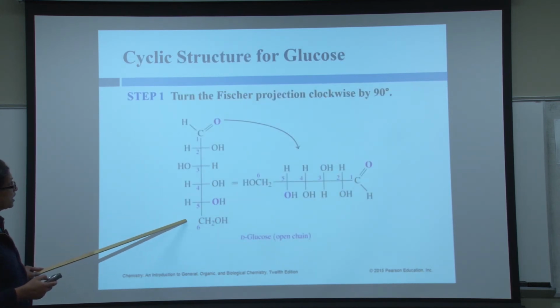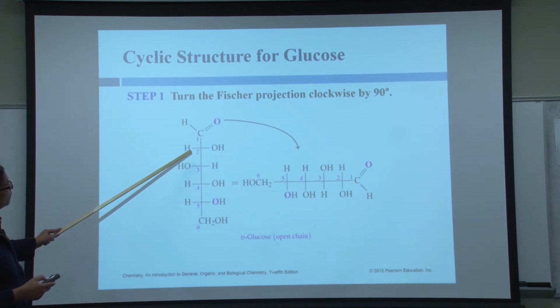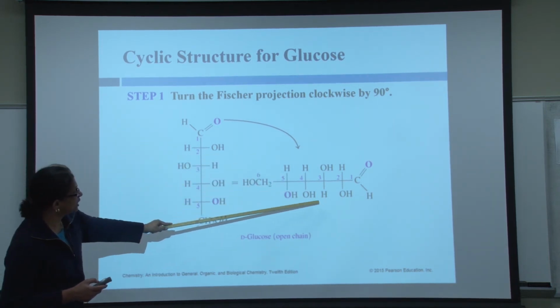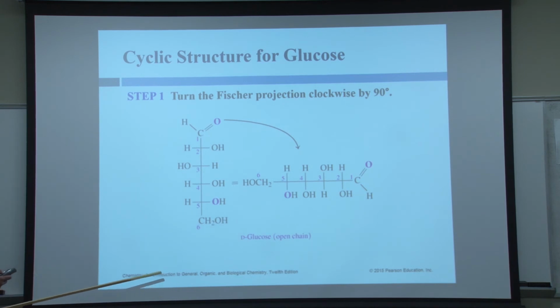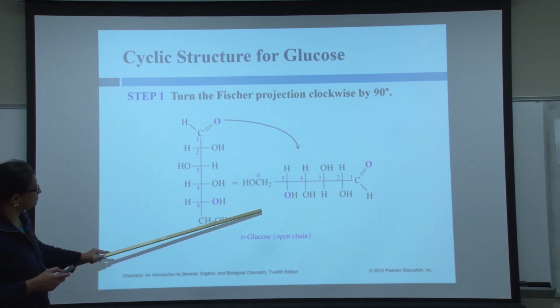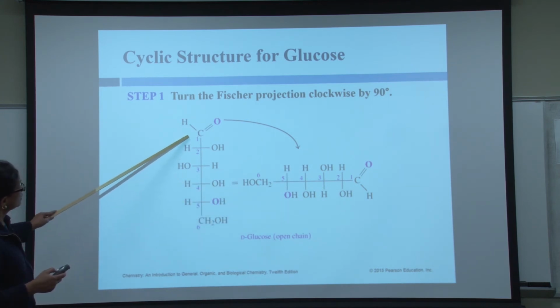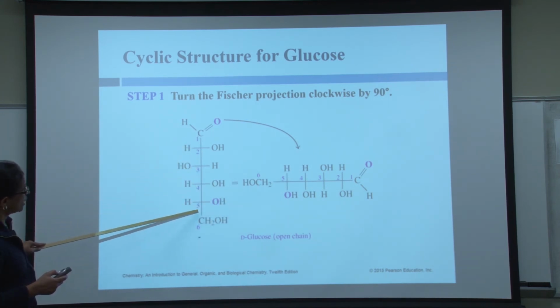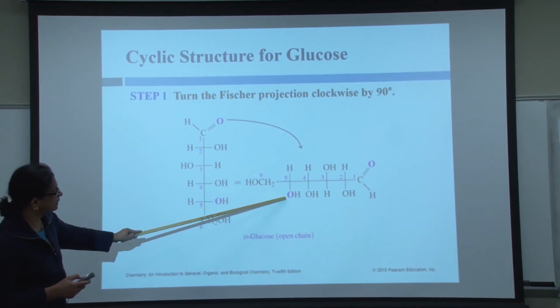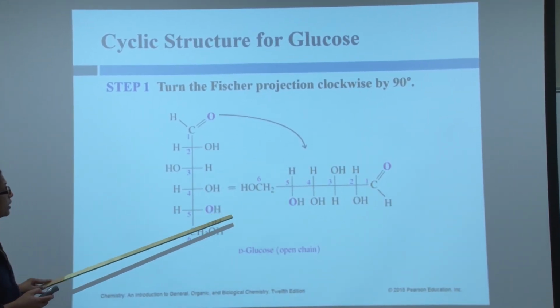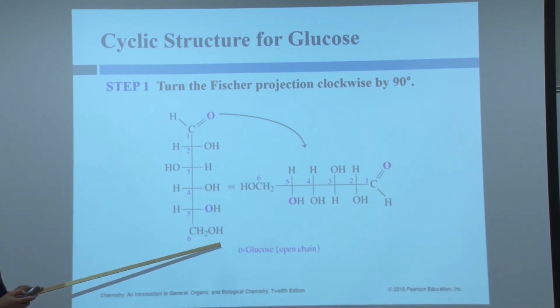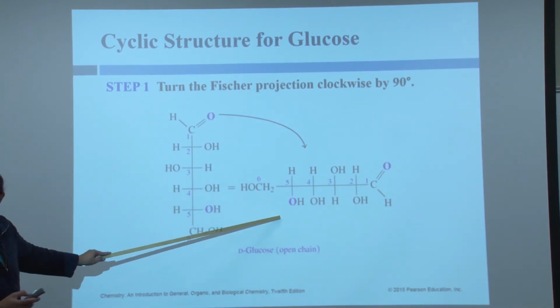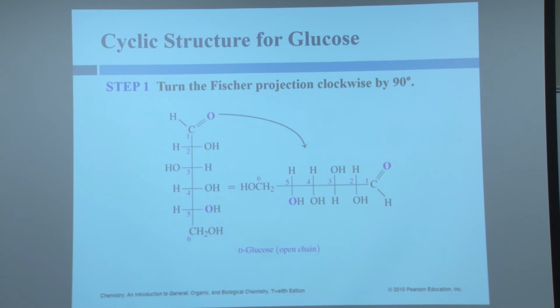This is the Fischer projection. Step 1, we are going to turn the Fischer projection 90 degrees. So that's what we are going to do, turn it 90 degrees. And now this is carbon 1, 2, 3, 4, 5. This is your carbon 5. This is the oxygen. This is carbon 6. This is your open chain. We are turning it 90 degrees. That is step 1.